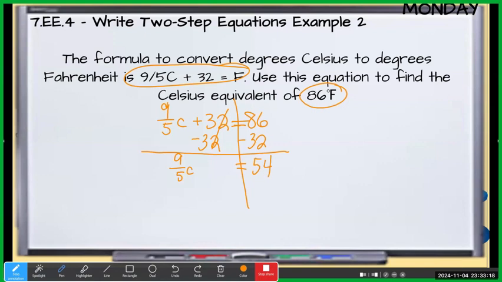What's our second step? Multiply, divide the coefficient. What are they doing? They multiply, so what's our inverse? So we're gonna be dividing by 9/5 on both sides. It's a fraction, so what might I want to do? Come on the side.